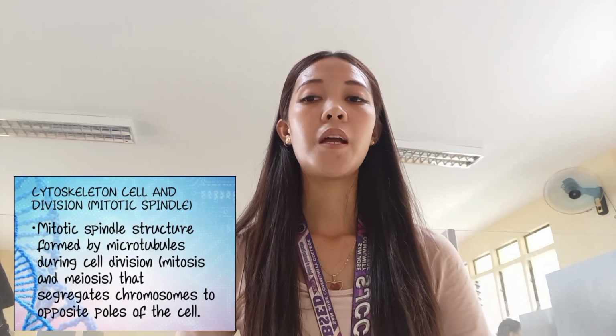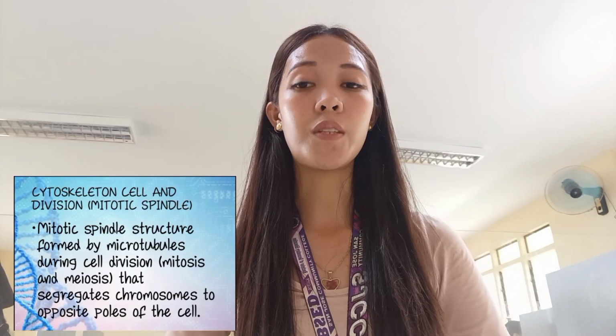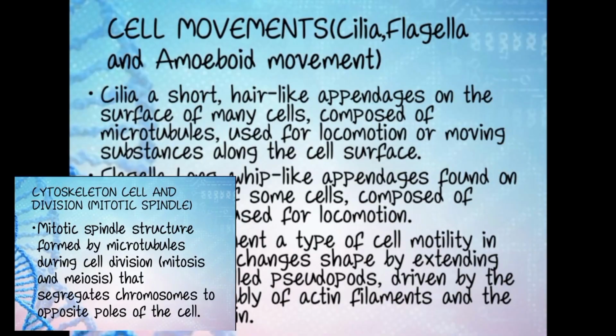So the next is the cytoskeleton and cell division, which includes the mitotic spindle. The mitotic spindle is a structure formed by microtubules during cell division, including mitosis and meiosis, that segregates chromosomes to opposite poles of the cell.